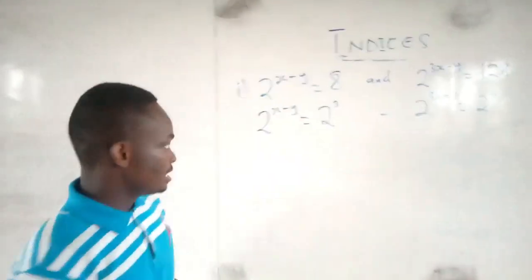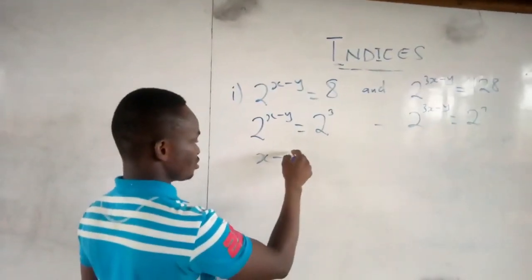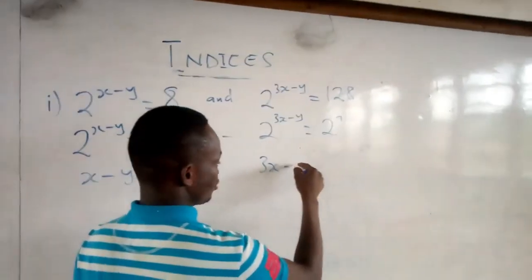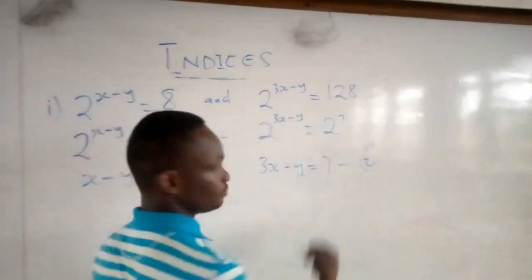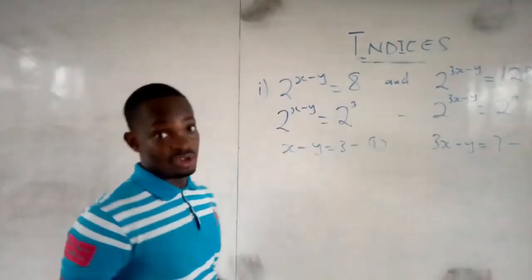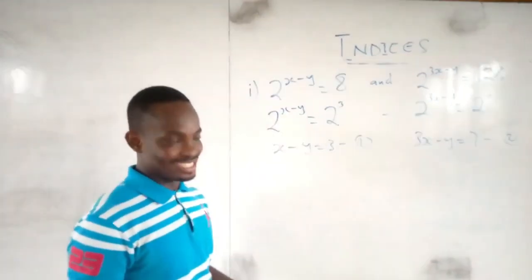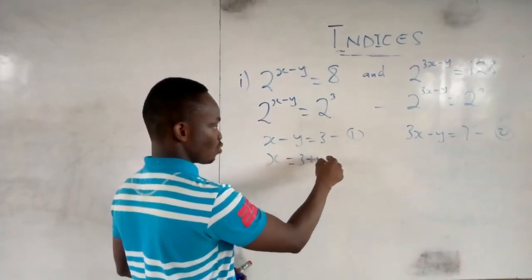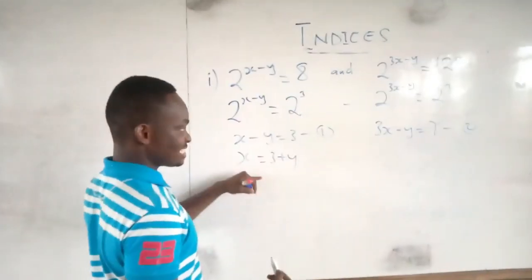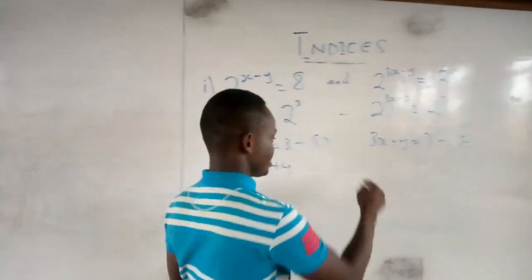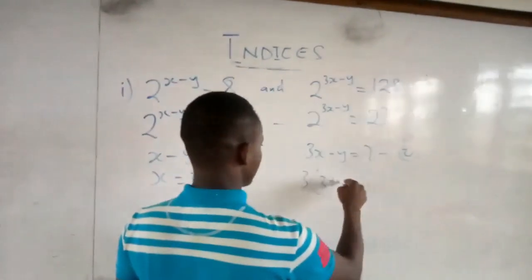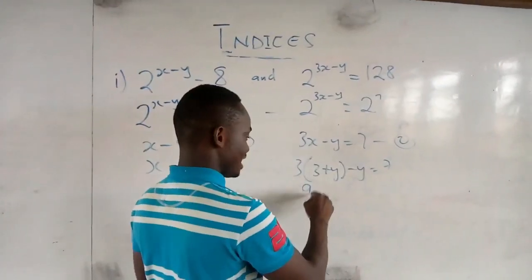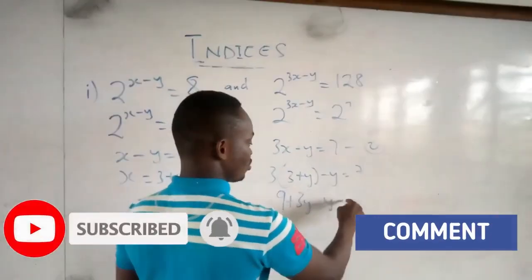Now you can equate the exponents. So we have x minus y equals 3, equation 1, and 3x minus y equals 7, equation 2. Now all these are simultaneous equations, which I know you have been taught. So from equation 1, x equals 3 plus y. Okay, now you insert x into equation 2. It becomes 3 times 3 plus y, minus y equals 7. Okay, so we have 9 plus 3y minus y equals 7.